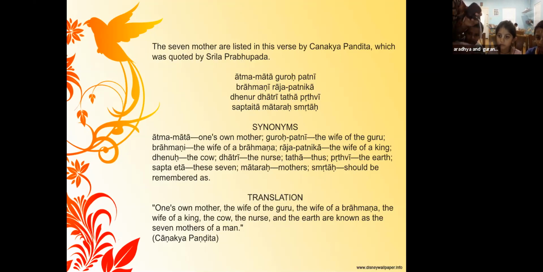Third one is Brahmani, who is a Brahmin's wife. Fourth one is Rajapatnika, that is our king's wife, that is a queen. Dhenur Dhatri, Tatha Prithvi. So Dhenur Dhatri is the nurse, and Tatha Prithvi is Prithvi, or earth, right? So these are the different mothers.